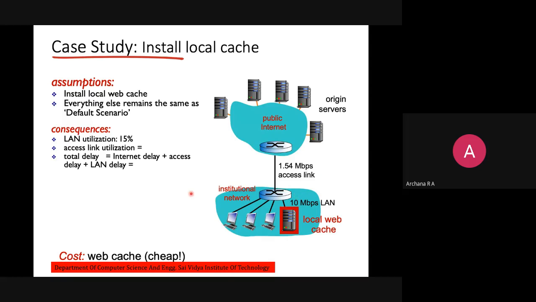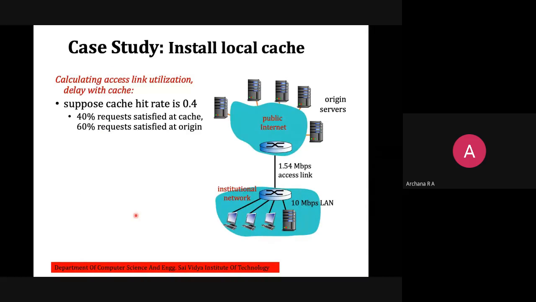Okay. So how do we calculate this access link utilization, or the delay? Now, there is a local web cache in your institutional network. Suppose the cache hit ratio is 0.4. What do we mean by this cache hit ratio? It indicates what percentage of the time the user has referred to the cache instead of going to the origin server.